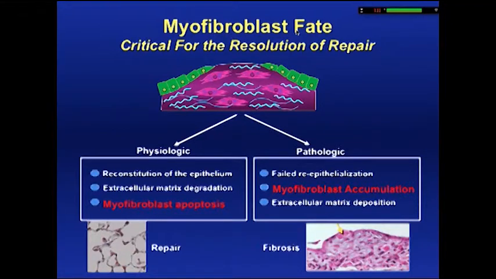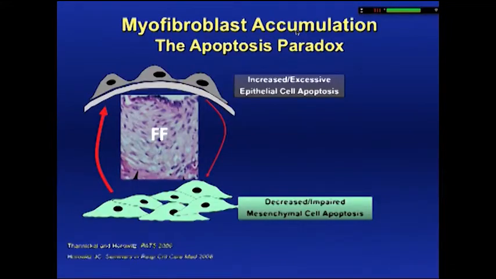When something goes wrong somewhere in that process, the epithelium will fail to reconstitute itself. The myofibroblasts will continue to accumulate in that environment. They'll continue to make extracellular matrix, and the result of that is tissue fibrosis. So what we have, as exemplified in the fibroblastic focus of patients with IPF, is an apoptosis paradox, whereby we see increased apoptosis in the epithelial cells and a lack of apoptosis in the recruited fibroblasts.